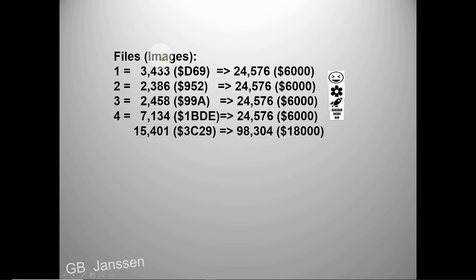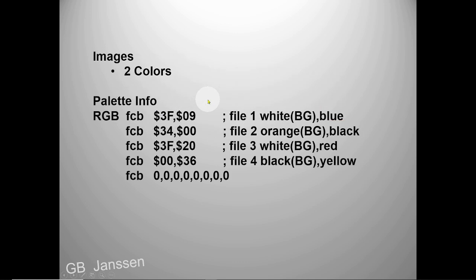Okay, here's the image files and the sizes of them. You can see they're different sizes. File 1 is 3433 bytes. When you expand it out, it expands out to the full 6,000 hex bytes. Okay, file 2, file 3, file 4, and here's the total. There's the images. The images are all 2 colors. I picked that so it makes this lesson much easier. And here's the palette info. File 1 will be using a white background and blue colors, so it'll be using the palette registers 0 and 1.